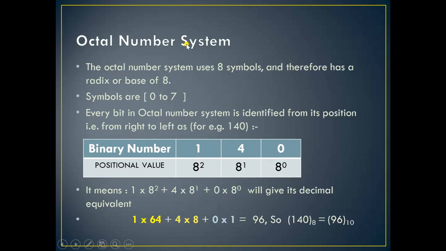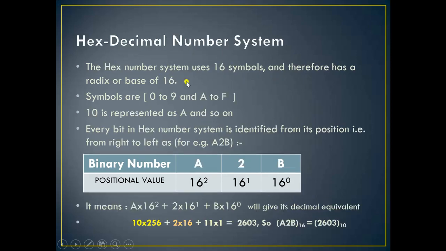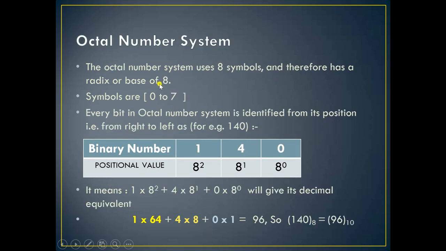Next is your octal number system. The octal number system uses 8 symbols and therefore it has a base of 8, and its range is from 0 to 7. Now you can see this is 140. The positional values are 8 raised to power 2, 8 raised to power 1 and 8 raised to power 0. Then you write these digits according to the positional values. When you multiply, it gives you the result 96. So this is an octal number that you are converting into a decimal number, where the base is 10.